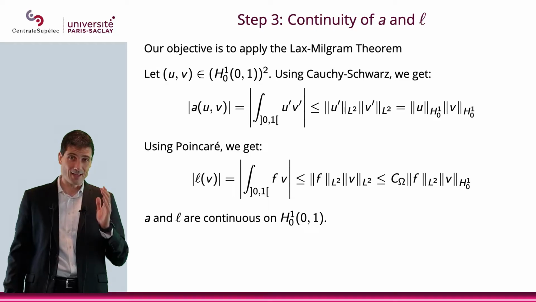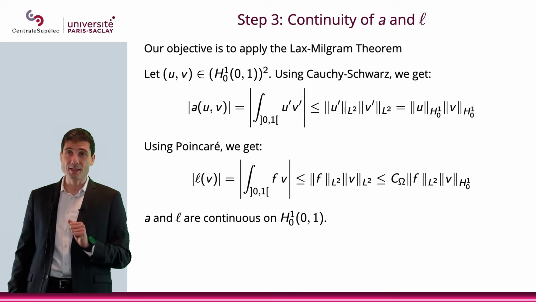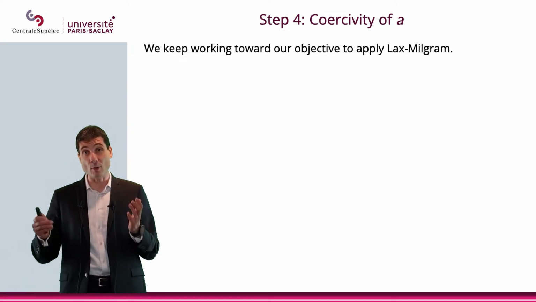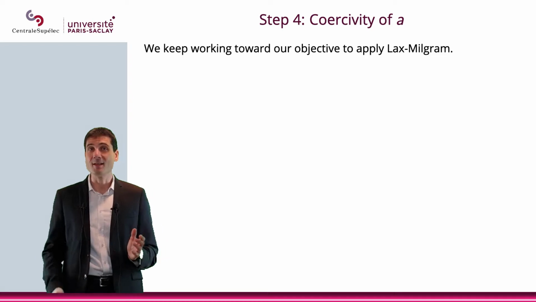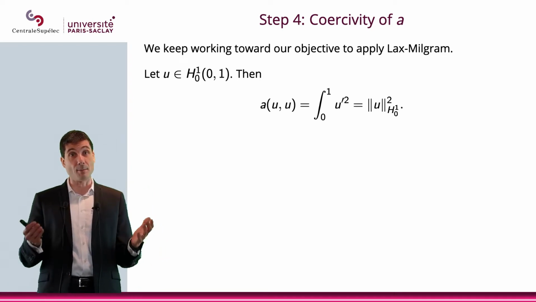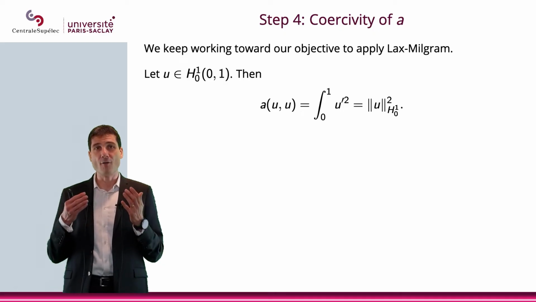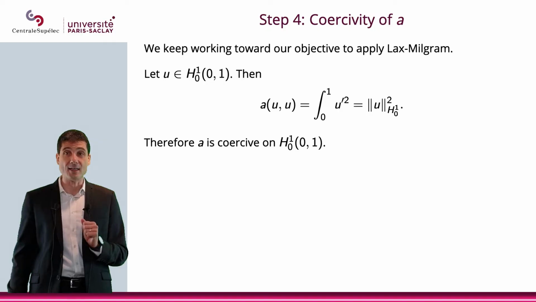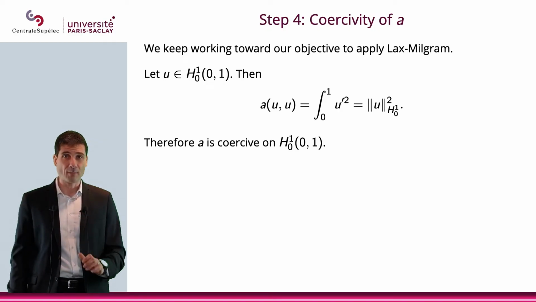All right, let's continue with step 4. Let's do coercivity of A. Again, we want to use Lax-Milgram, so we better check every single property we need. What do we have? A(u,u) is simply the norm of u in H¹₀ squared. Therefore, it is coercive. That is not a problem.